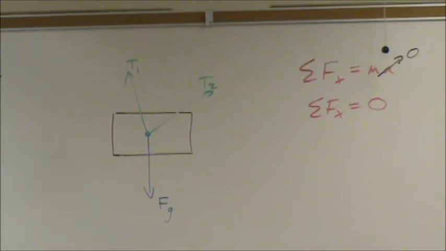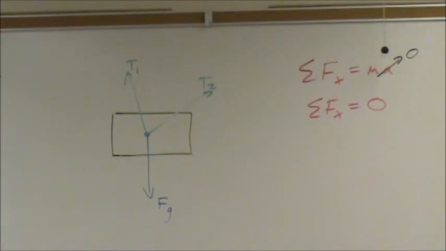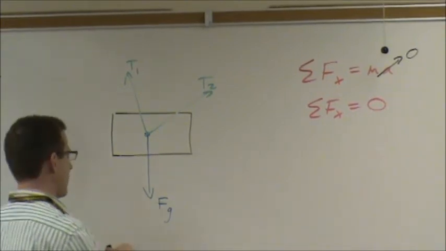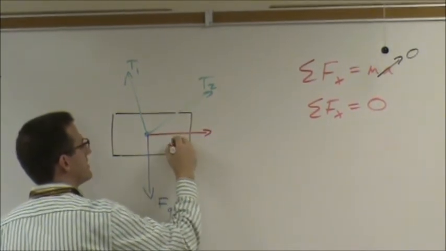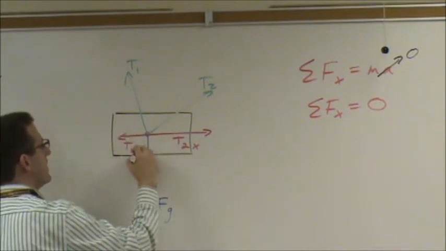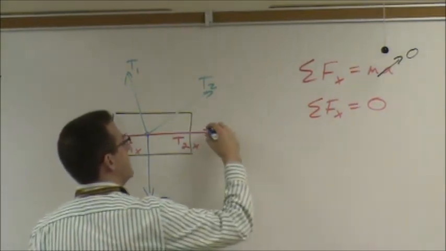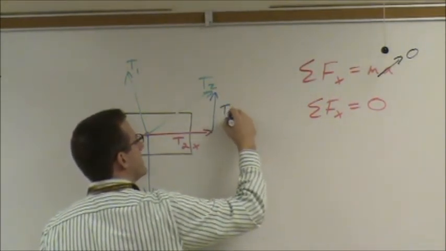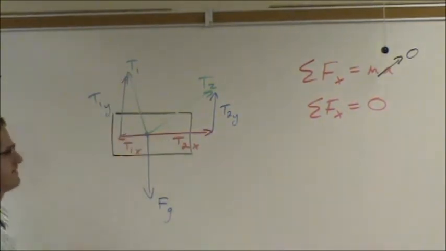How many X forces are there? 2, yes, but where are they? This is not the X direction, that's not the X direction. Yes, they are vectors, so I can break this up into components. There's T2 in the X direction. Here's T1 in the X direction. And of course there are vertical forces then, just like that. T2y and T1y.